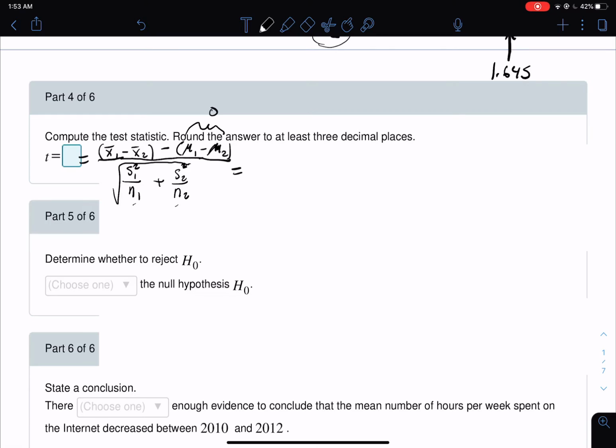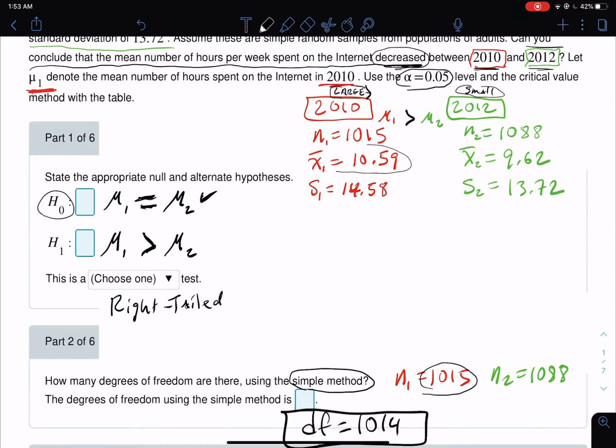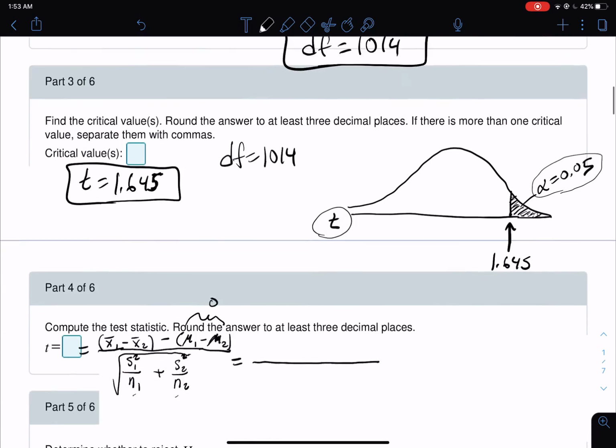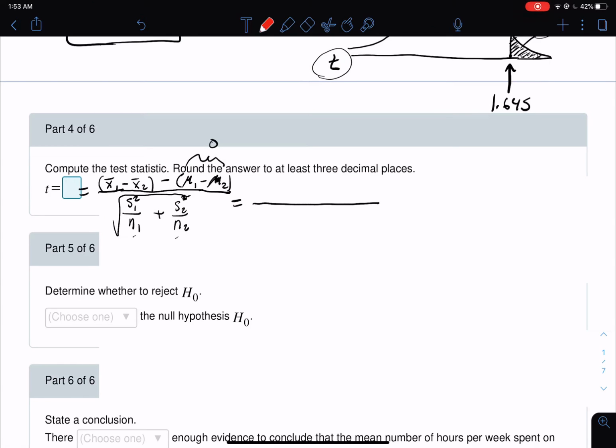I'm going to try to put this in using some color, at least this first time or so. So remember, the first thing is going to be the sample mean of 1 minus the sample mean from 2. So the colors here, I'll go ahead and use the colors.